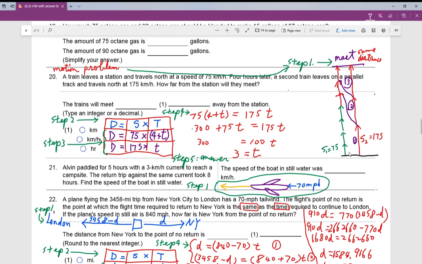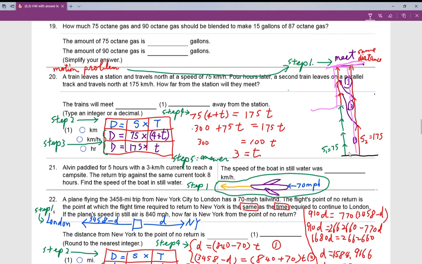So the first train starts 4 hours earlier, and because it's slow, when 4 hours later the faster train tries to catch up, the first hour not caught up yet, and the second hour not yet, and the third hour, wow, caught up, and then they meet each other. Okay, so this is the situation.